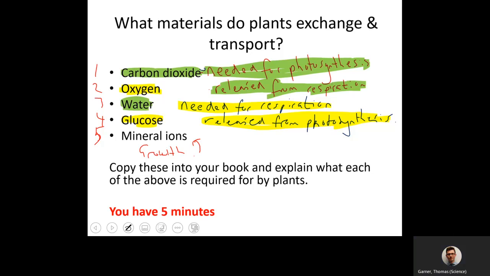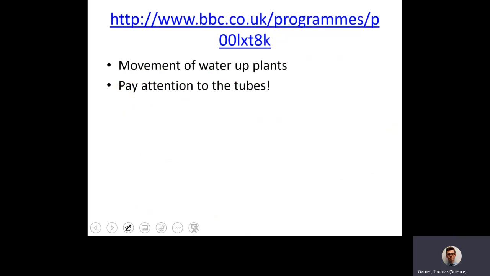Now, there is this link here that I'll also put on Show My Homework. It's a short 2 or 3 minute video with David Attenborough talking about how plants transport water and how much power is actually required. If you think of a massive tree, the example he's got is a 100-foot oak tree. The pressure that you need to get that water from the roots all the way up to the top of the tree is incredible. But trees can do it without any energy. It doesn't need any energy to move it.